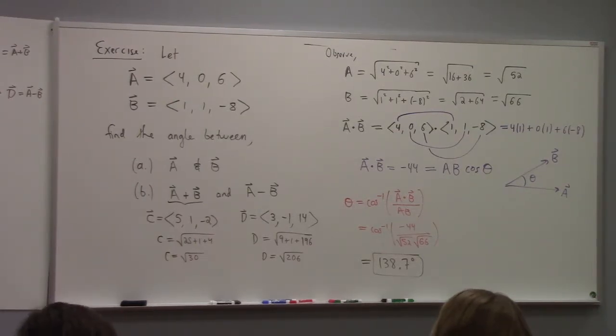All right, so what's that give us? So I get a minus 0.178 blah, blah, blah, blah to put into the inverse cosine. I calculate 100.3 degrees. There you go.